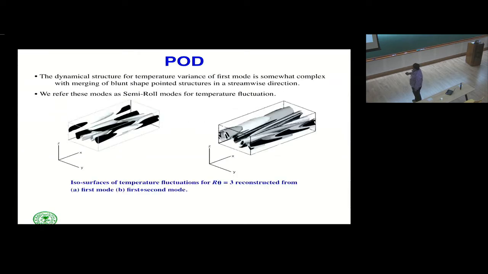Now, if I consider the isothermal temperature case, Weber's paper was only for the isothermal case, so they did not consider this type of temperature case. And for the first mode and the first plus second mode, you can see that the isothermal cases are there. These we call the semi-roll modes. They are elongated structures, but slight breakages are there.